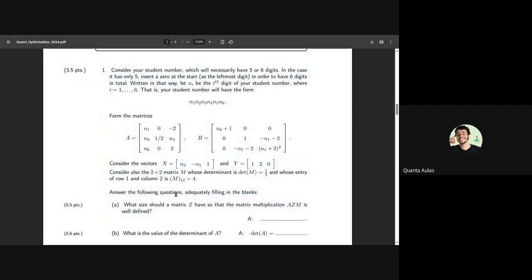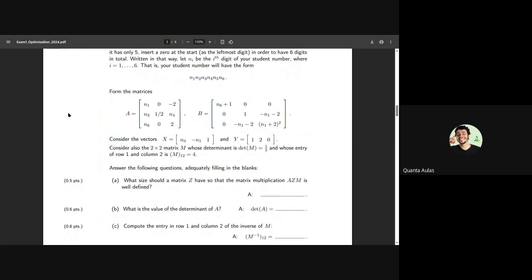Okay. This is matrix problems. Consider your student number. I don't know your student number, which will necessarily have 5 or 6 digits. Oh, you cannot take the answers of your friends because the numbers are different. Okay. Yeah. Blah, blah, blah.